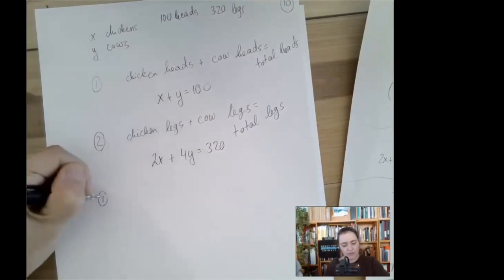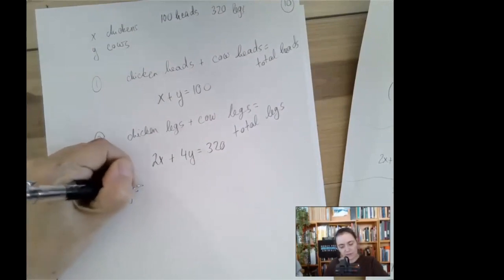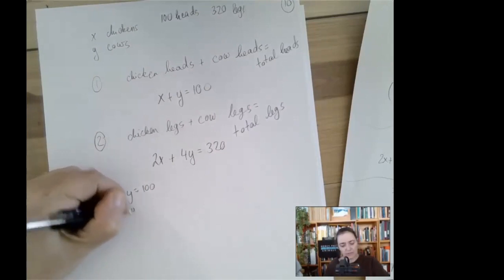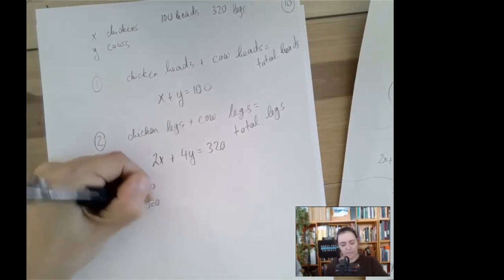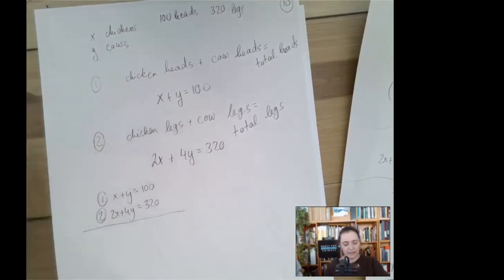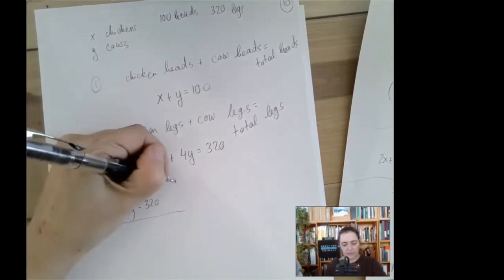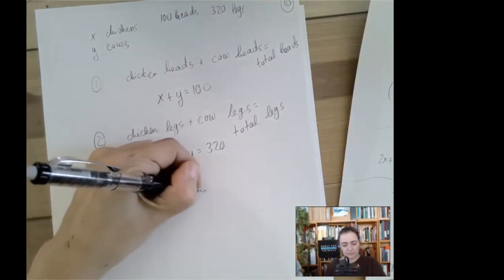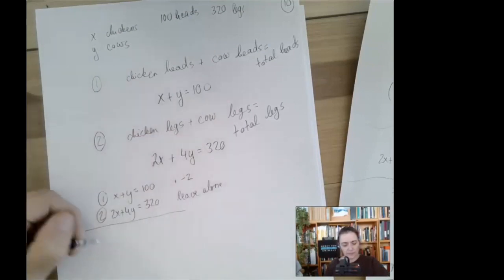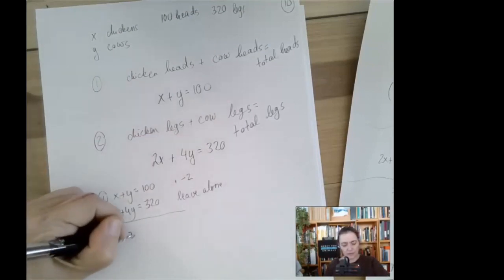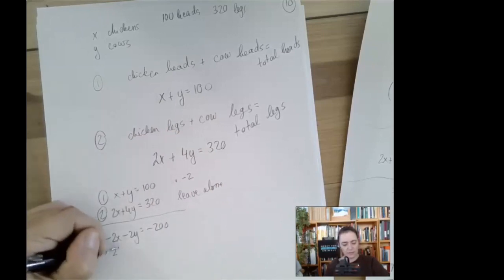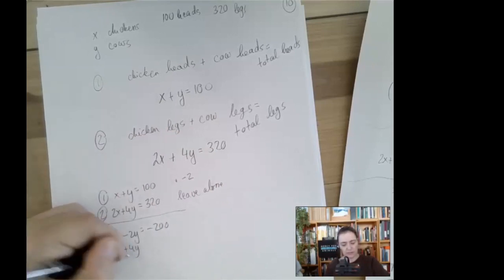So we have 2 equations, x plus y equals 100, and 2x plus 4y equals 320. And I think, let's just go and kill x. So that means this is going to get a -2 multiplier. This we're going to leave alone. So then minus 2x minus 2y equals minus 200. And 2x plus 4y equals 320.